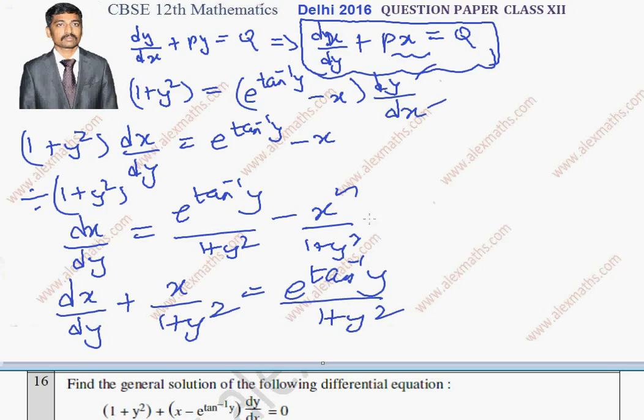So here p equal to what is with x, that is 1 by 1 plus y square, and q is the other side term, which is e power tan inverse y by 1 plus y square.